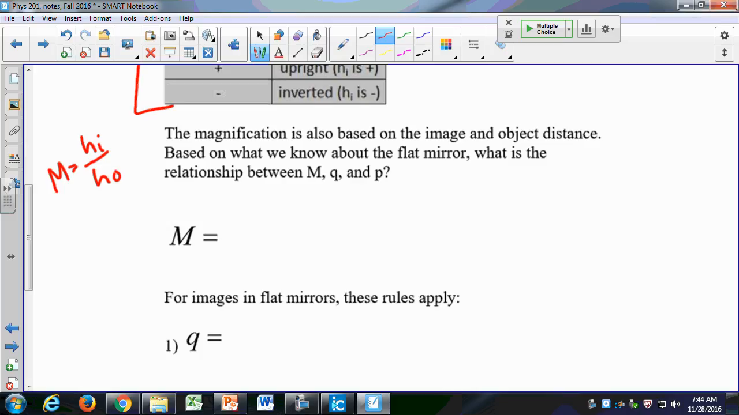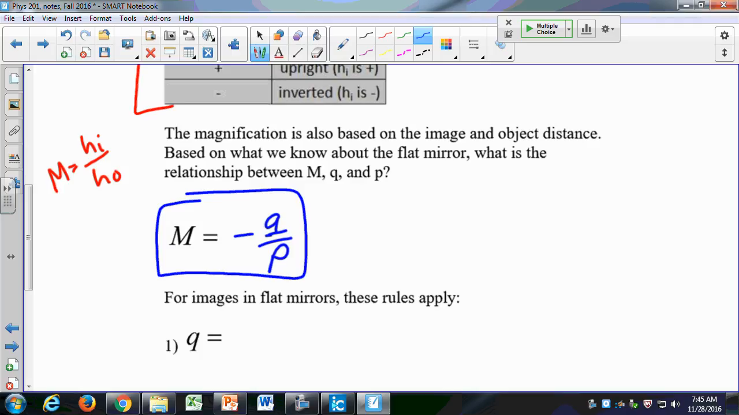And it works out through geometry. We're not going to go through it, but the magnification then is equal to negative Q divided by P. That doesn't derive from the flat mirror, but I know for a flat mirror that Q is equal to negative P. And if that's the case here, then I get a magnification of 1. If Q is equal to negative P, I put in a negative P here, then I would calculate a magnification of 1. And so this is our expression for the magnification, and this is on your equation sheet as well.